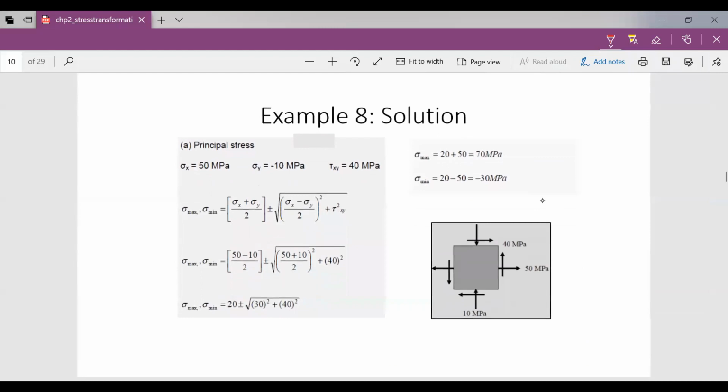To find the principal stress, we need to find the sigma max and the sigma min. By using the formula, we substitute all the information we have. We have a result of plus and minus. At the end, sigma max is positive, we get 70 megapascal. Sigma minimum is negative, we get negative 30 megapascal.